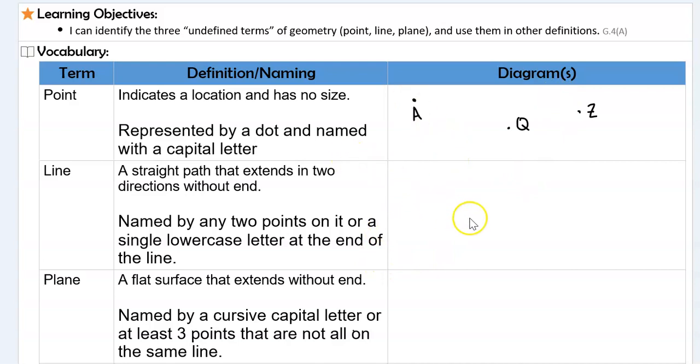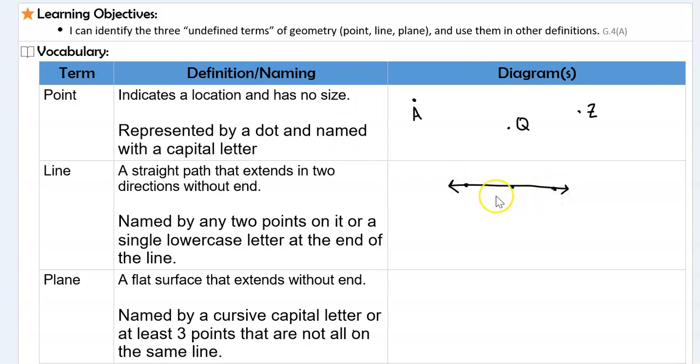Our next definition is a line, and a line is a straight path that extends in two directions without end. So you notice that I put arrows on the end to show that it does extend in both directions. If I did not put arrows, we might assume that it stops. And you can name a line by any 2 points that are on the line.